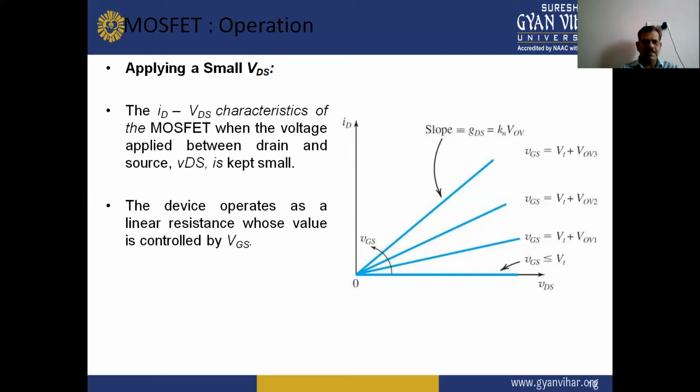So when the voltage applied between drain and source, VDS, is kept small, the device operates as a linear resistance whose value is controlled by the voltage between gate and source. So in this VI characteristics of the MOSFET, there are different values of VGS, and this is the graph between ID versus VDS.